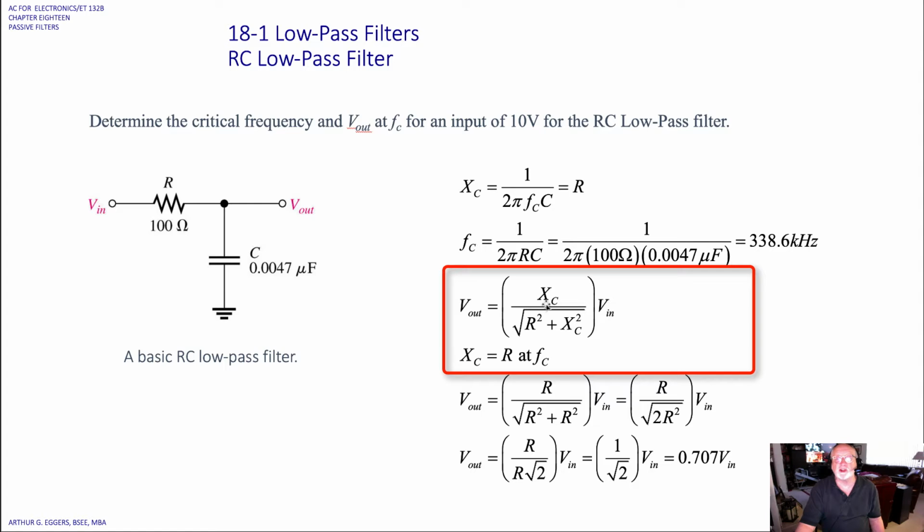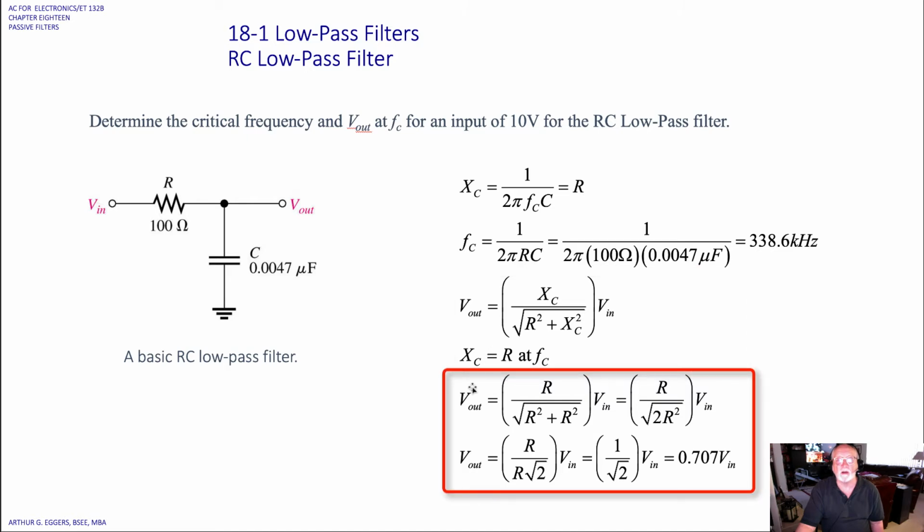Look at our voltage divider relationship. Again, knowing that X sub C equals R at the critical frequency, 338.6 kHz, we make the substitution then for R into X sub C, simplify the expression, and what we come out with, just like we saw previously, is 0.707 times the voltage in.